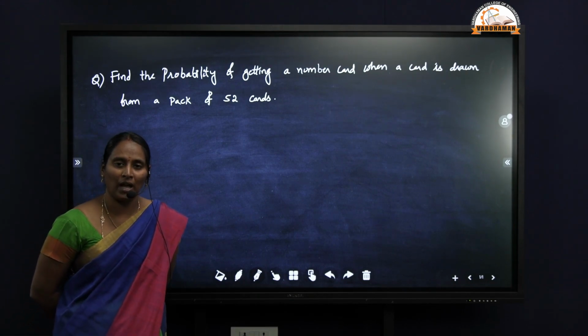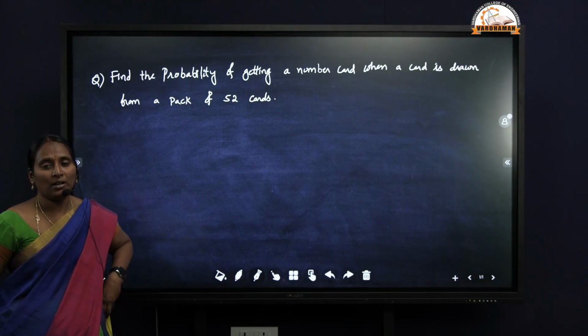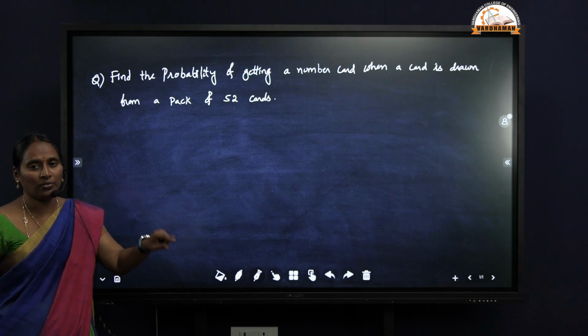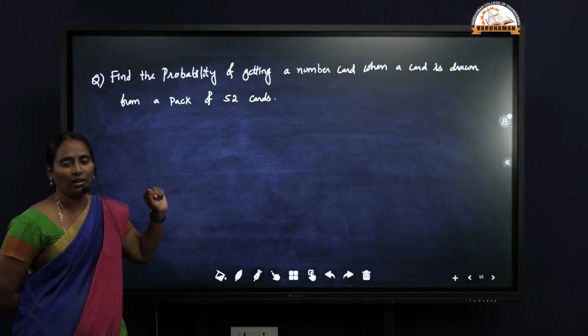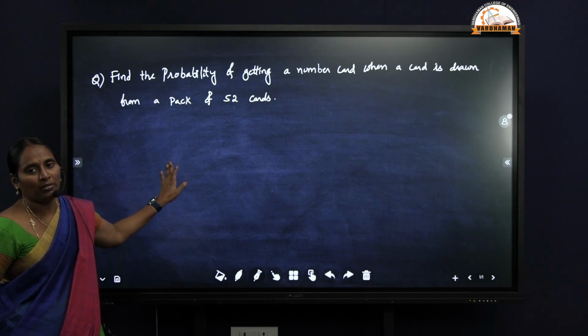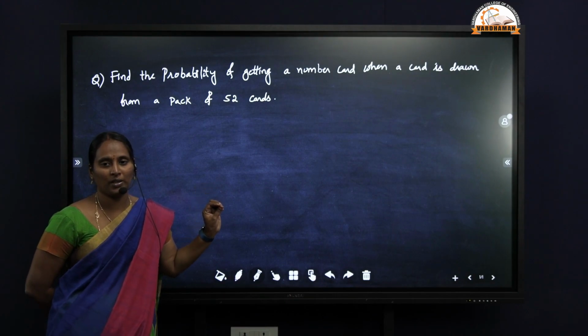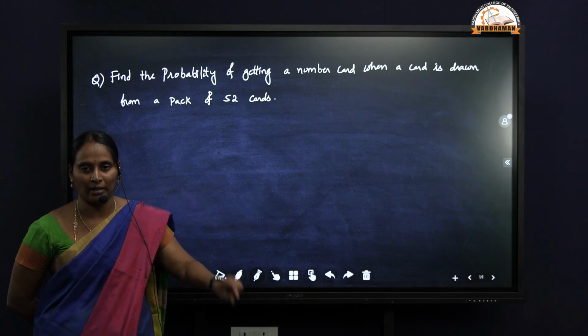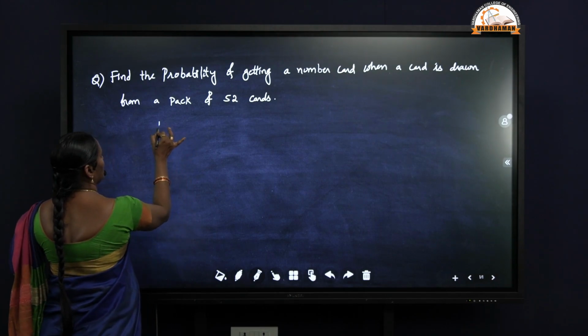We know the total number of cards is 52. The total number of ways of selecting one card out of 52 cards is 52 C1. In order to find the probability of the given problem, the first thing we discuss is the total number of cases, which we call n. So n here is the total number of cards, 52.